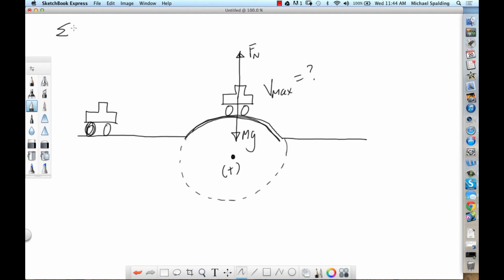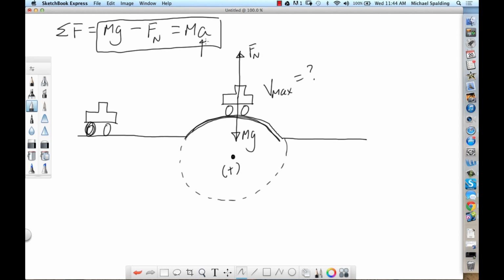All right, so let's sum the forces. The center is positive, so we have mg minus the normal force, because the normal force points away from the center. Sum of the forces equals ma. What type of A is that? Centripetal. So we can plug it. That's a centripetal acceleration. So centripetal acceleration is v squared over r.